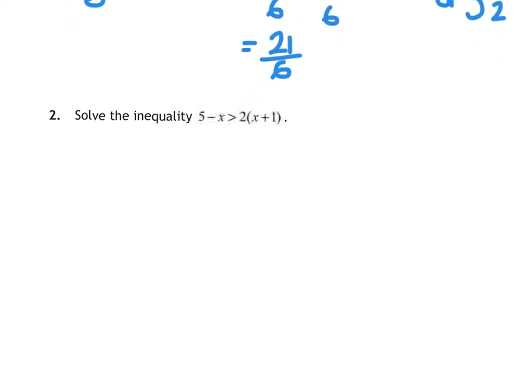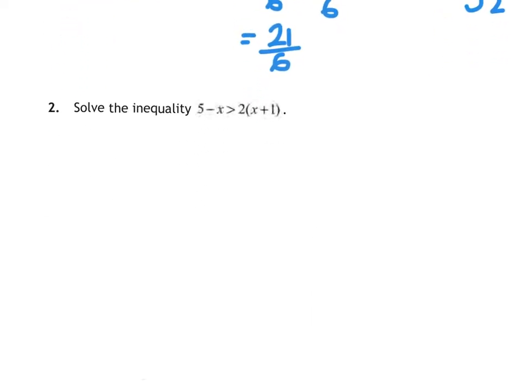Next one, solving the inequality. First I'm going to do is multiply that bracket. So you've got 5 take away x is greater than 2x plus 2. You then have the choice, do you take your letters left or your letters to the right? I would probably always take my letters to the side that's got the biggest x term, but I'll do it both ways just to show you.